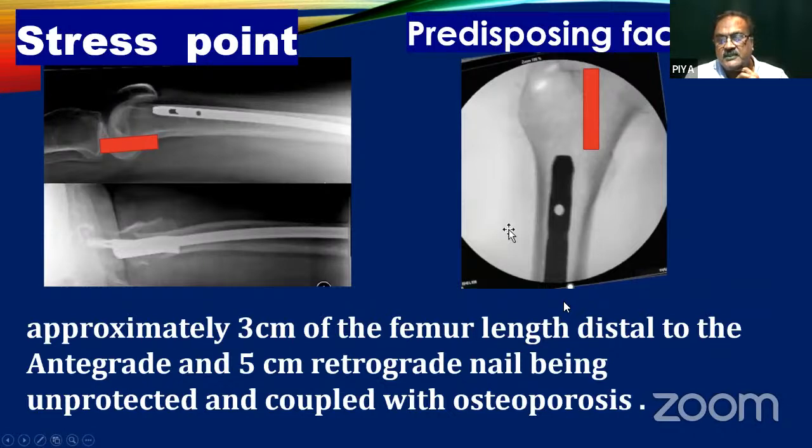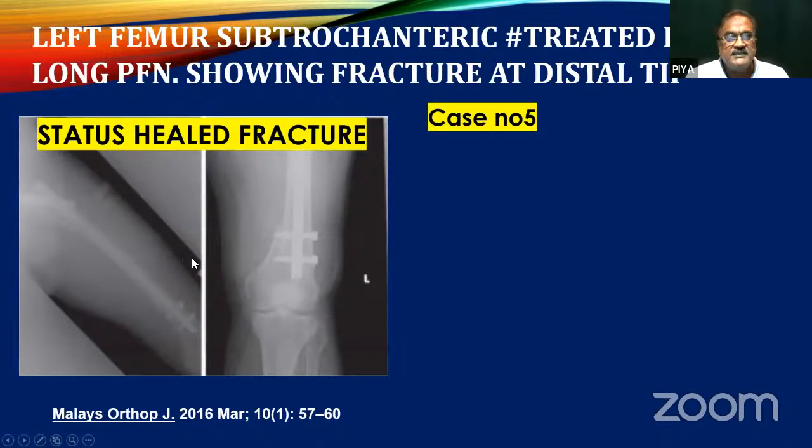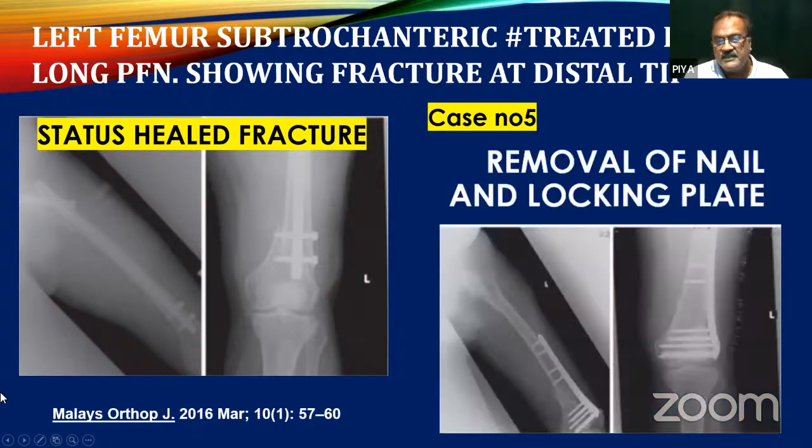And these are the stress points for the suprapatellar nail, or we can say a distal femoral nail also. And this is for the antegrade nail. Approximately 3 centimeters of the femur length distal to the antegrade nail, and about 5 centimeters for the retrograde nail, being unprotected and coupled with osteoporosis, is the predisposing cause for a stress point leading to fracture at the tip of the antegrade nail and the retrograde nail. Example: you can see here a left femur subtrochanteric fracture treated by long PFN showing the fracture at the distal tip. You can see the healed fracture, and ultimately, because the subtrochanteric fracture healed, removal of the nail and locking plate surgery was done.